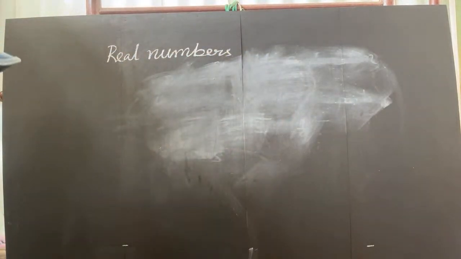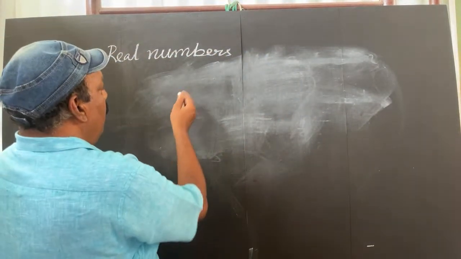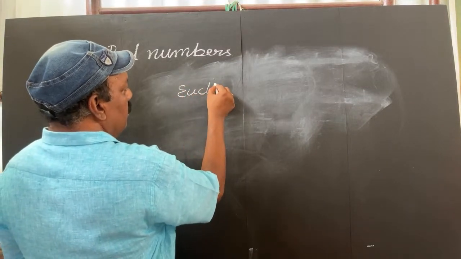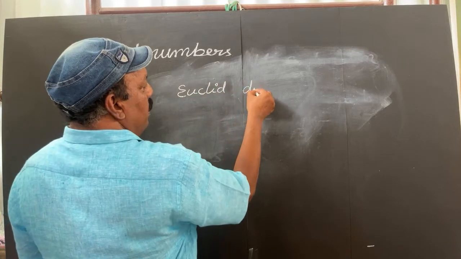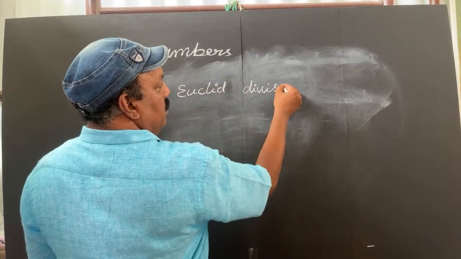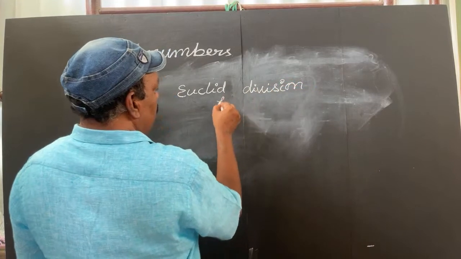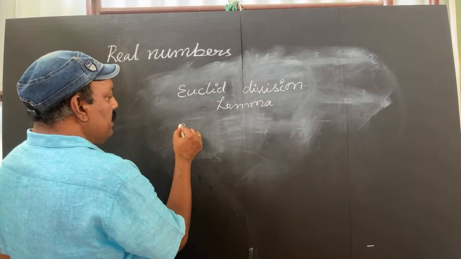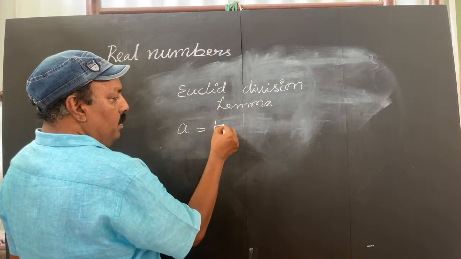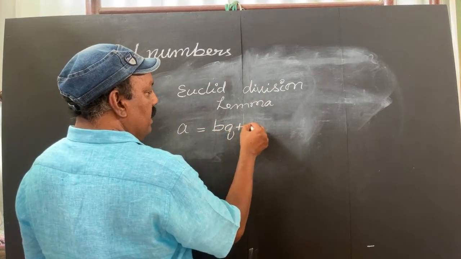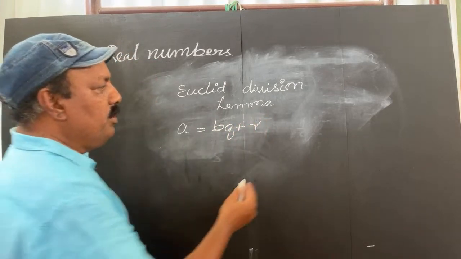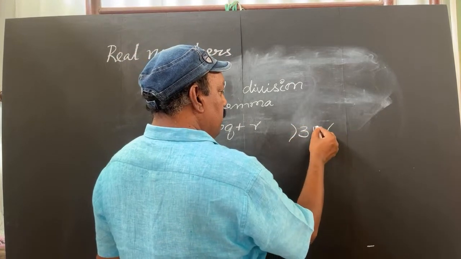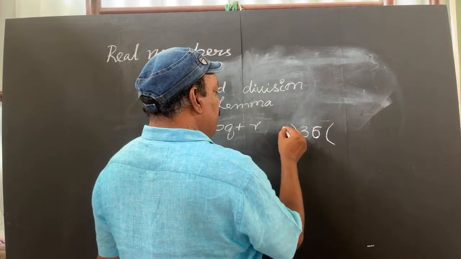So now, first of all, I am coming back to the Euclid division lemma formula. What does that mean? A is equal to b q plus r. For example, I am going to give this one as 36 is going to be divided by 5.